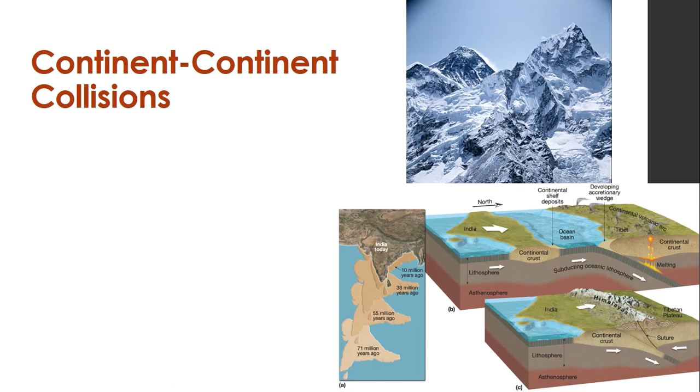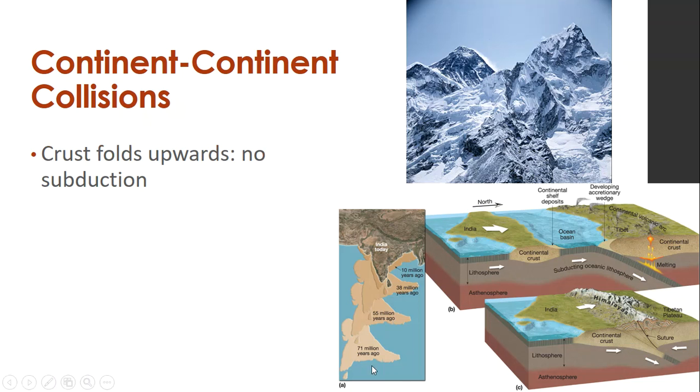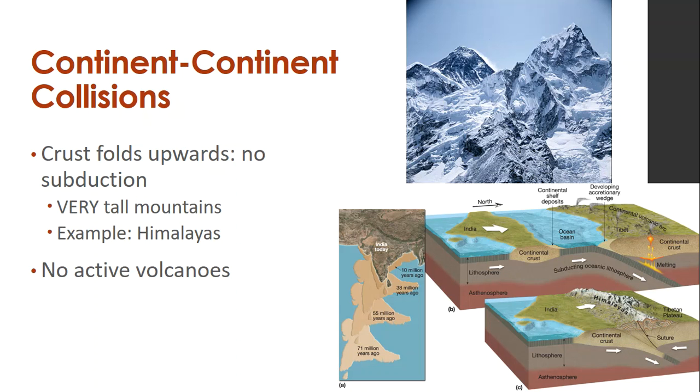But just to talk a little bit again about that continent on continent collision. The crust is folding upwards. You have no subduction. So here is India crashing into this plate up here, and you get the Himalayan mountains, right? These huge mountains that are forming. These things are just pushing together and being pushed up. When you get a continent on continent collision, you get very, very tall mountains like the Himalayas. But you don't get any active volcanoes here because there's no subduction happening. You get remnants of some volcanoes underneath it, though, but no active volcanoes.